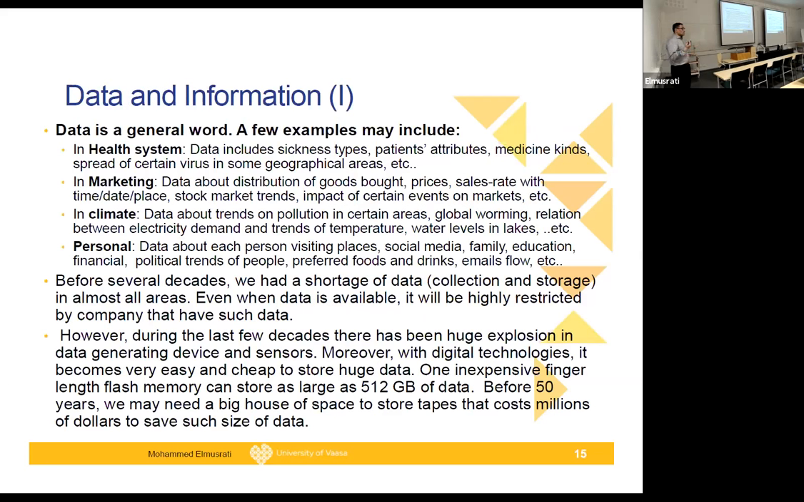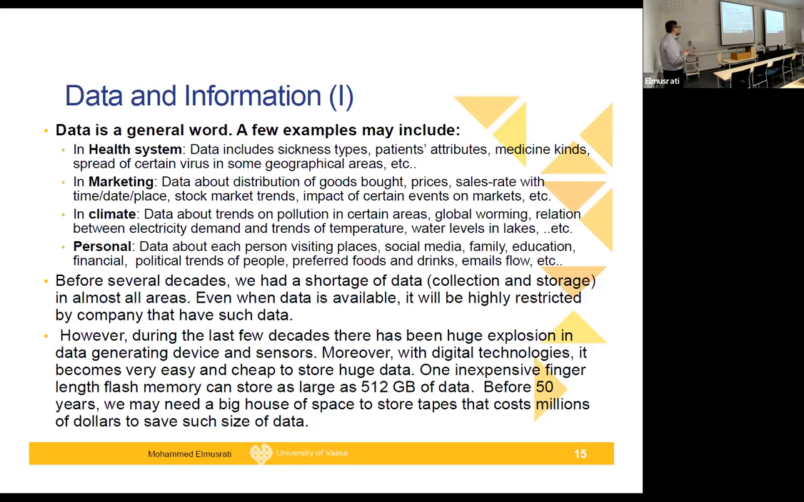So what is the relation between data and information? As I said, data is a general word. For example, in a health system, the data can be sickness types and patient attributes, such as blood pressure, weight, sugar in the blood, and so on. It can also be medicine kinds, spread of a certain virus in some geographical area, and so on. So these are kinds of data.